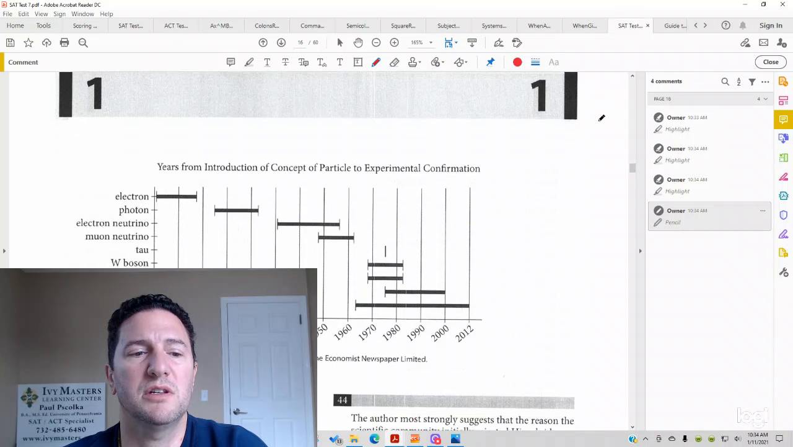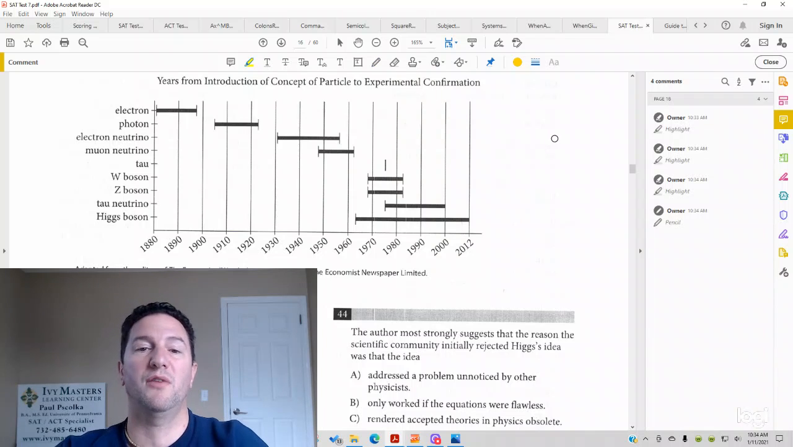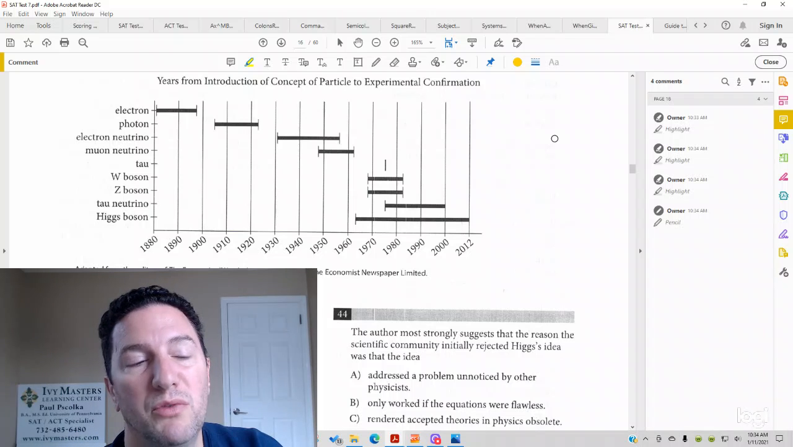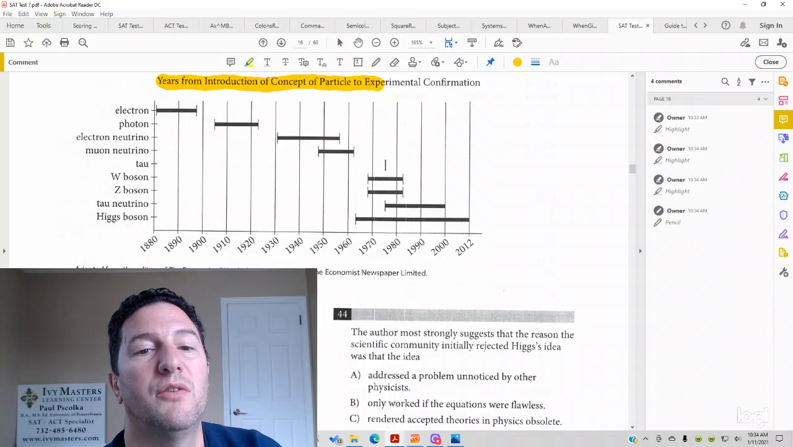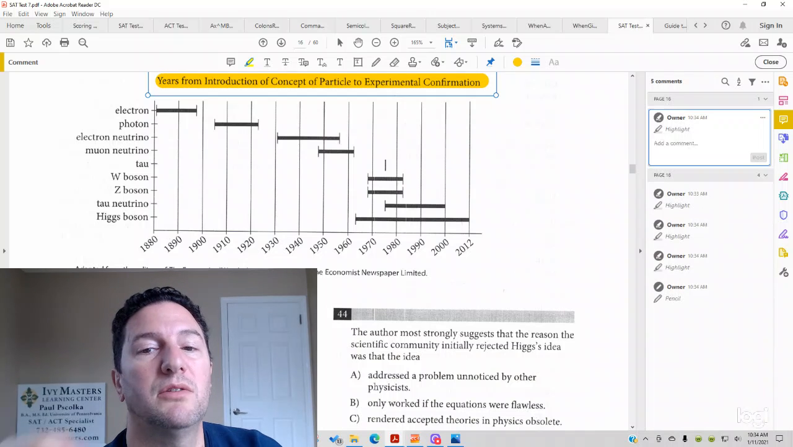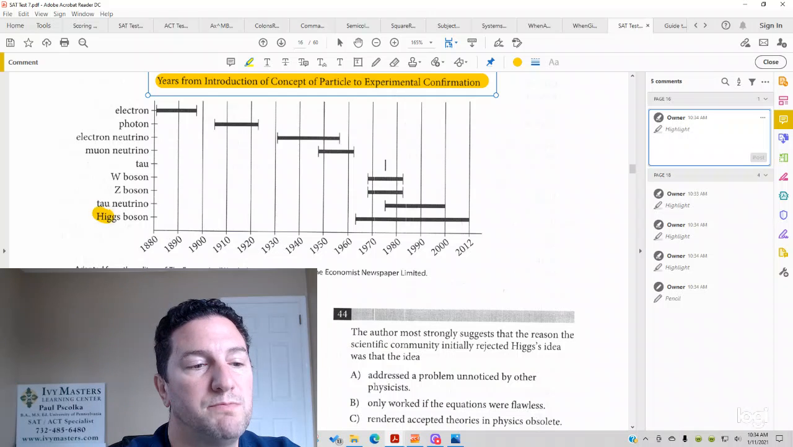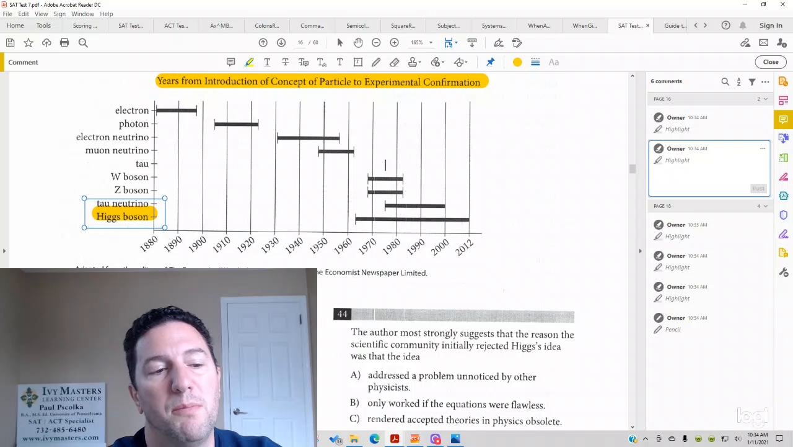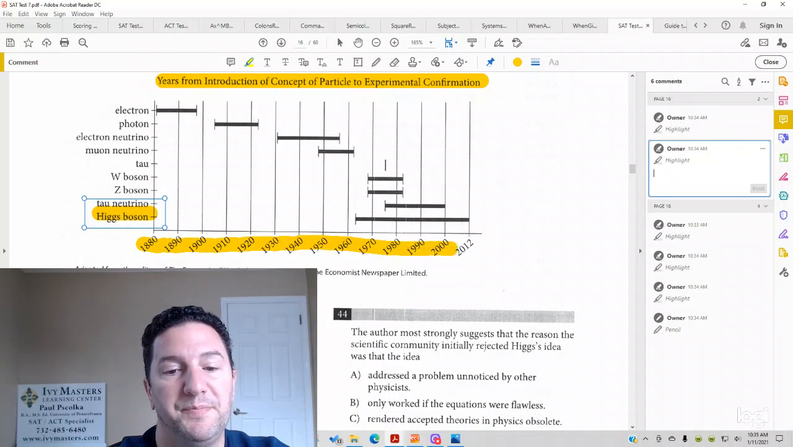Biggest mistake students make when looking at any graph is they don't understand really what's going on in a graph before they start to answer the question. So let's make sure we read and understand the title. Years from introduction of concept of particle to experimental confirmation. So in other words, if we're looking at the Higgs boson, you can see that on your left, and you see all the particles on the left, and you see all the years on the bottom.